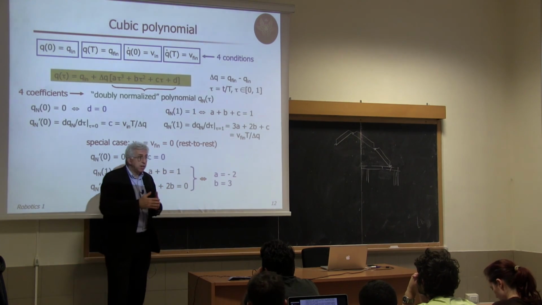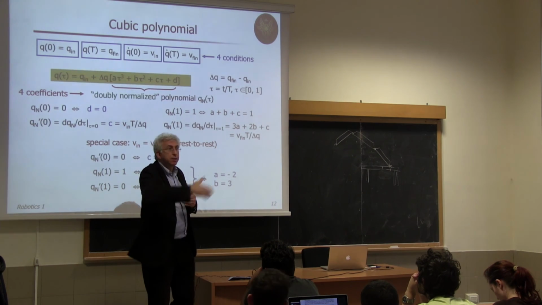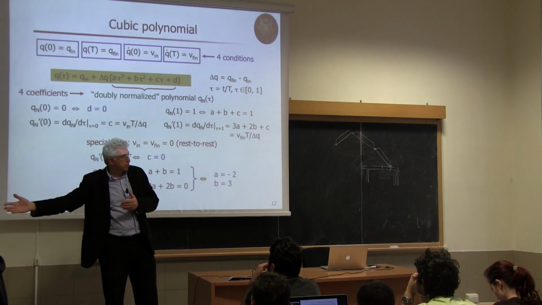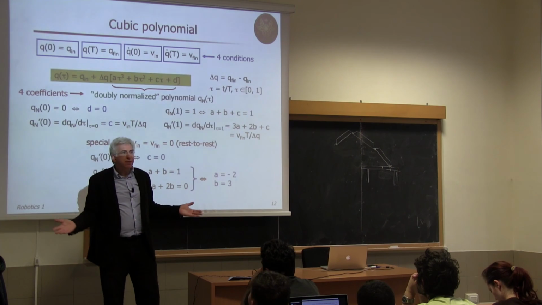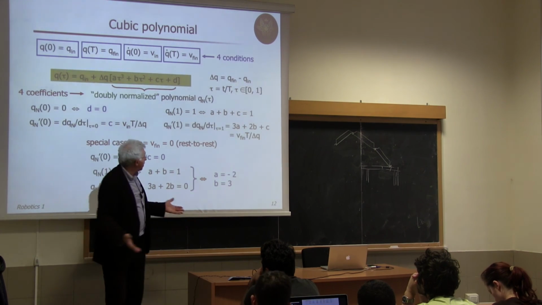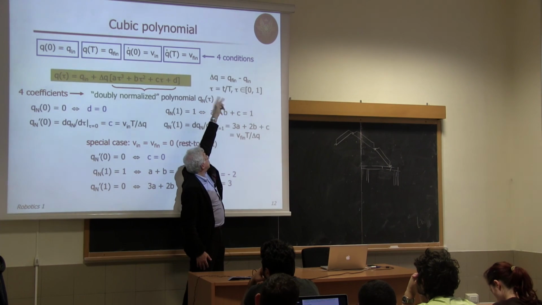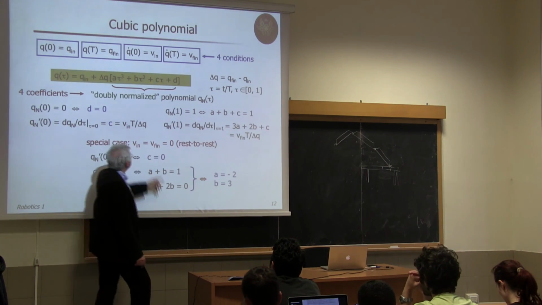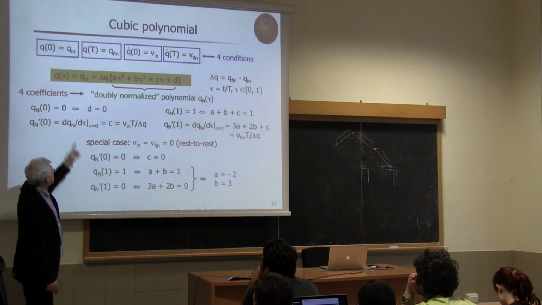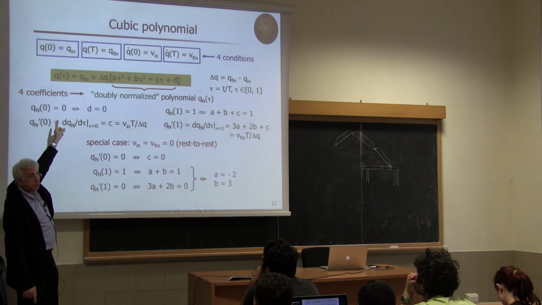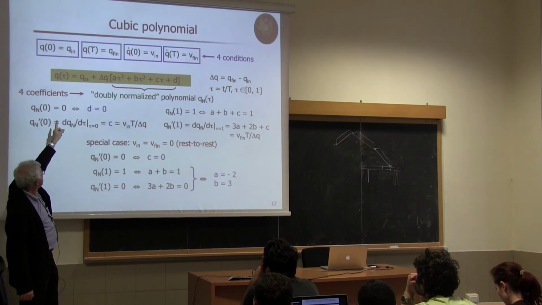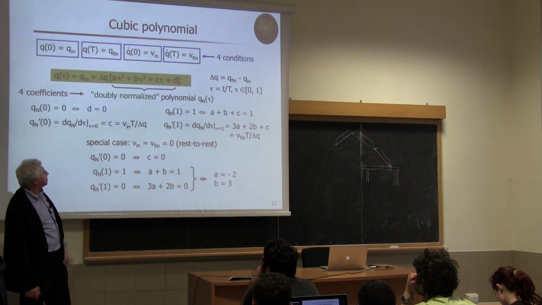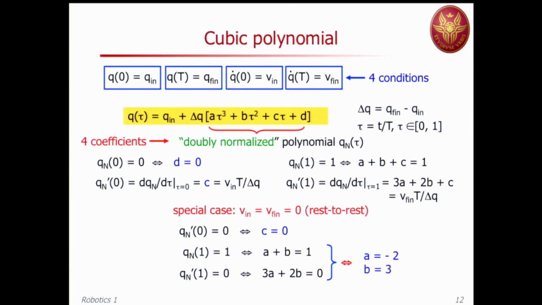The second normalization is about how much I need to travel. So I mentioned from 35 degrees to, let's say, minus 40. So I need to travel 75 degrees. Okay? So I just write the delta Q. This could be positive or negative. So Q final minus Q initial. And then I rewrite my cubic polynomial in this way. Q of tau, not of t, so I'm normalizing time, is Q initial plus the variation delta Q times this double normalized polynomial, which I call Qn of tau.